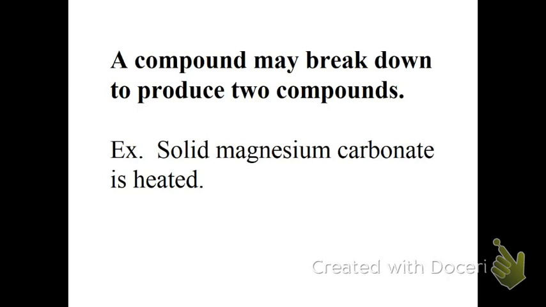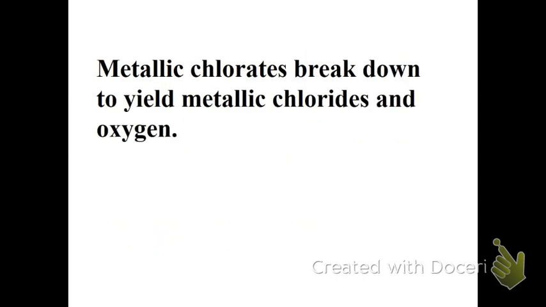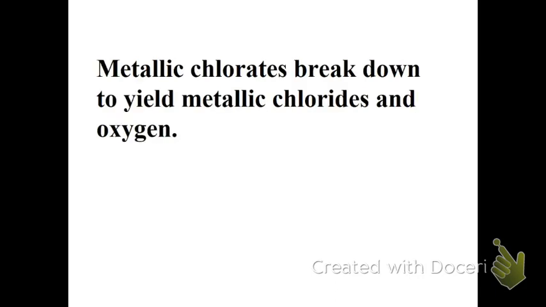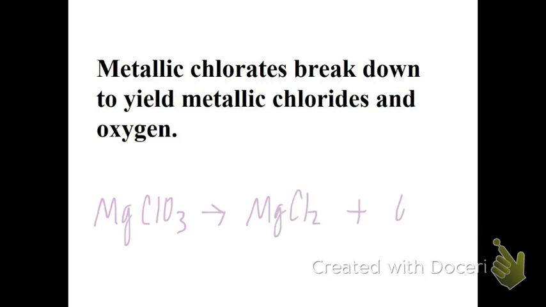Okay. It can break down to produce two compounds. Like we said, metal carbonate. This would break down to be magnesium oxide and CO2. Metal chlorate. Remember, like MgClO3, that breaks down to a metal chloride and oxygen. It's not giving me the examples, so we'll do that. MgClO3 would break down to be MgCl2 plus oxygen. And then we have to go back and balance that.